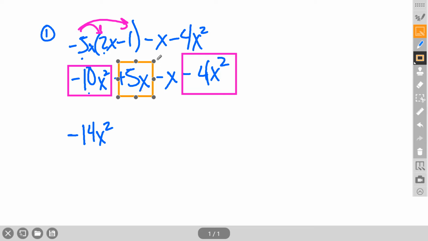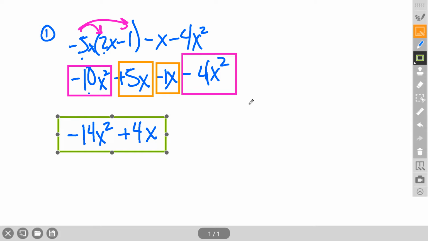Now these are x terms. I have positive 5x and I have negative 1x. Remember, there's a 1 here. So this is going to make an x term. 5 minus 1 is positive 4, so we get plus 4x. And here we have our simplified expression because everything has been distributed and like terms have been combined. So negative 14x squared plus 4x.